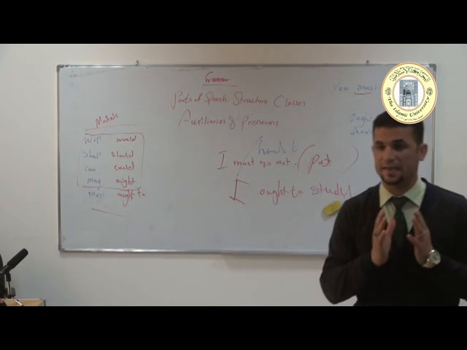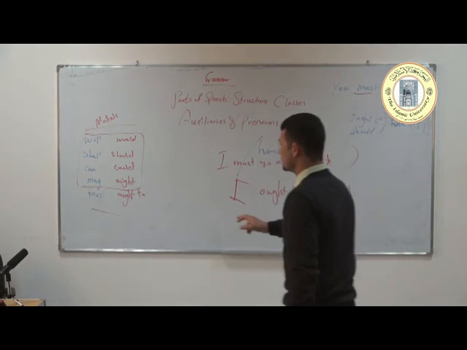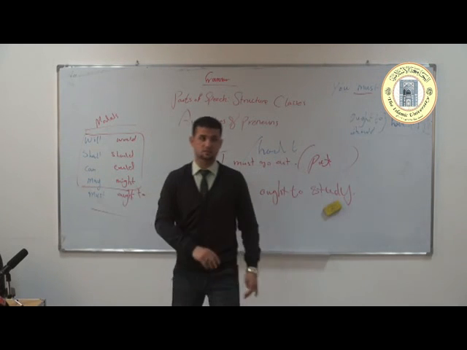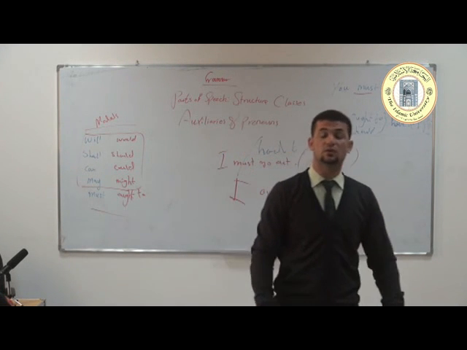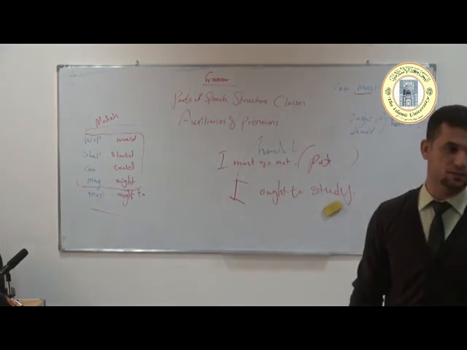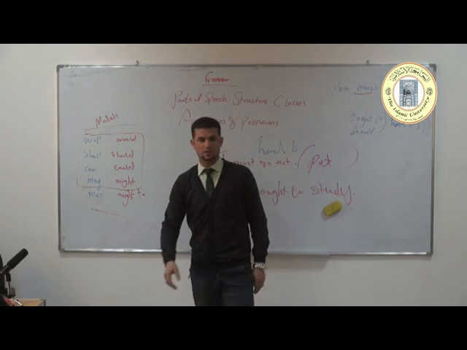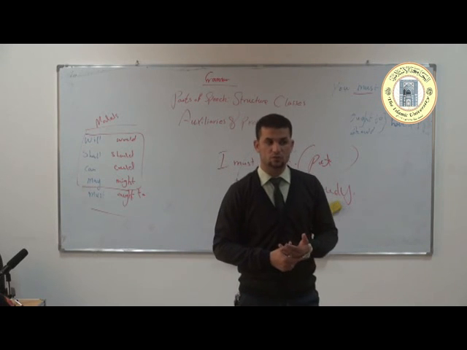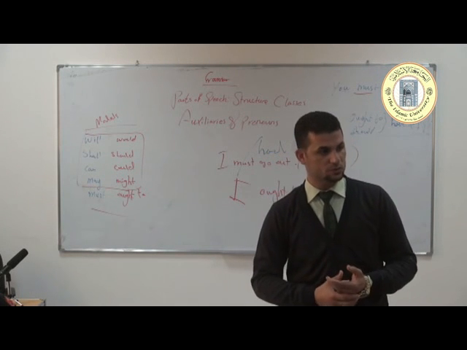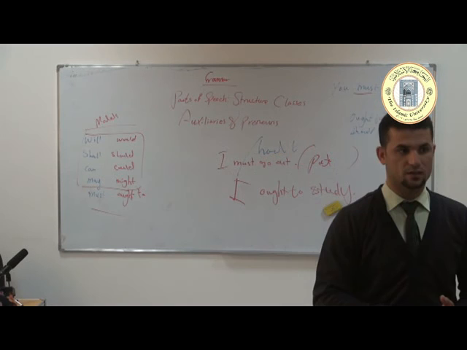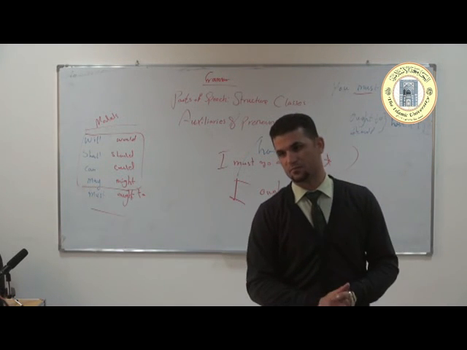Talking about negation, the negative form of must is don't have to or needn't, right? And the negative form of ought to, you can use three structures like ought not to, hadn't ought to, or shouldn't. Any question? Any question?